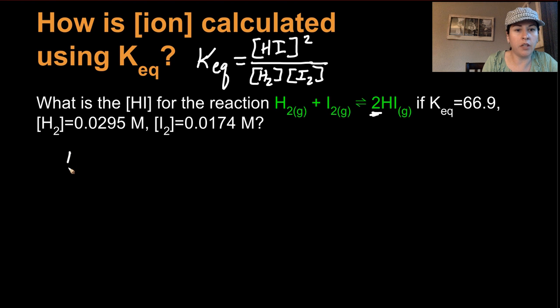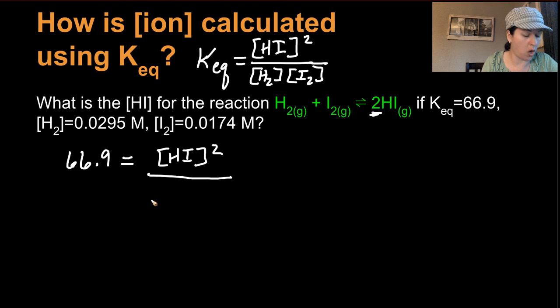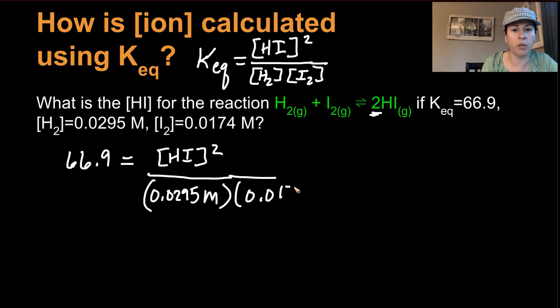So I have my KEQ value is 66.9. Okay. And then I have my hydrogen iodide squared on the top. That's what we want to know. Okay, this is what we don't know. And then we have concentrations for the other two. And so in this particular case, we have 0.0295. I'm going to add this in molar, my concentration value, times 0.0174 molar.